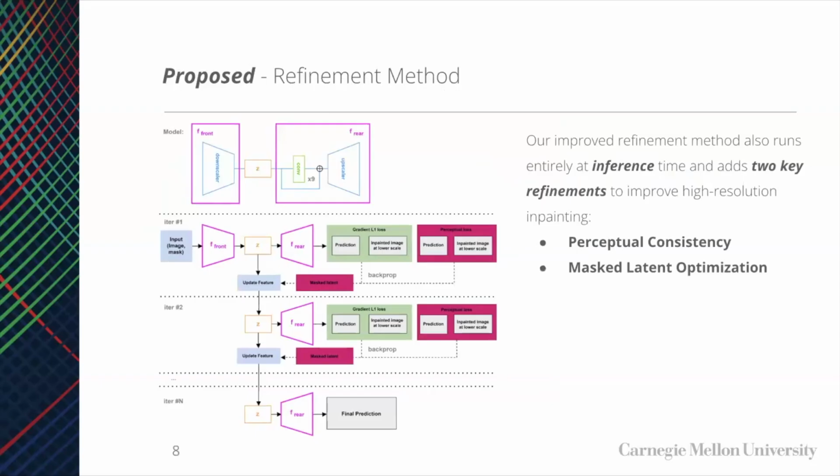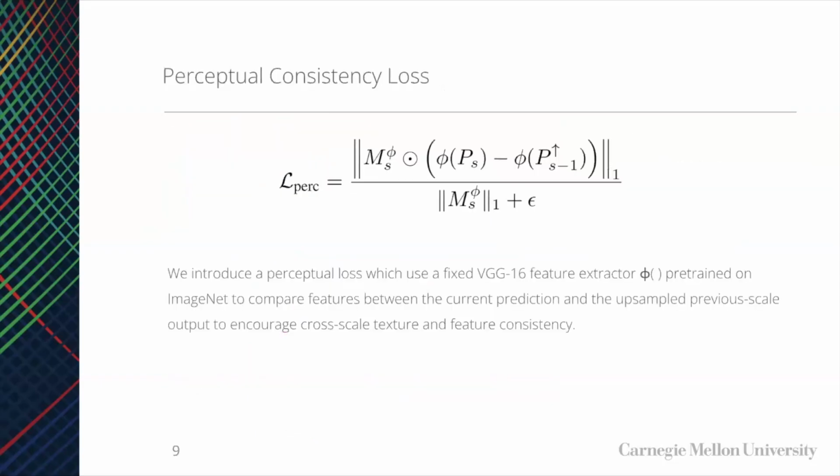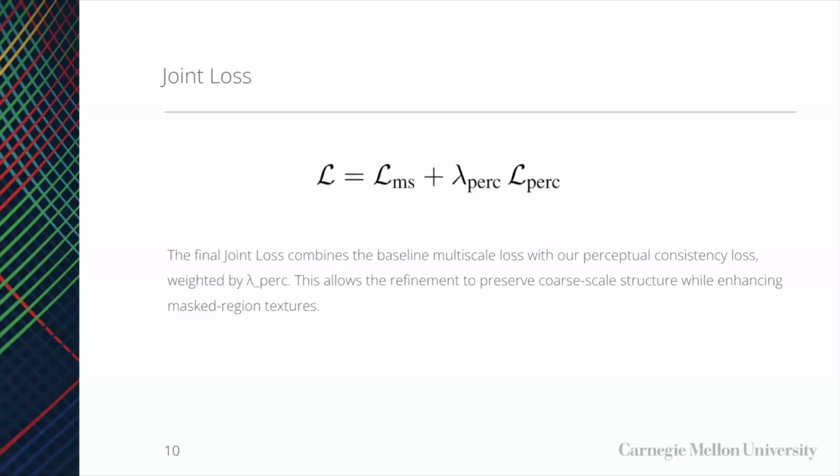We added two components, the perceptual loss and the mask latent module. We compare VGG features between the current prediction and the upsampled previous scale output. This encourages consistent texture across scales and improved details. Our final loss is the sum of the baseline multiscale loss and our perceptual loss, and this keeps the core structure while adding high-resolution texture improvement.